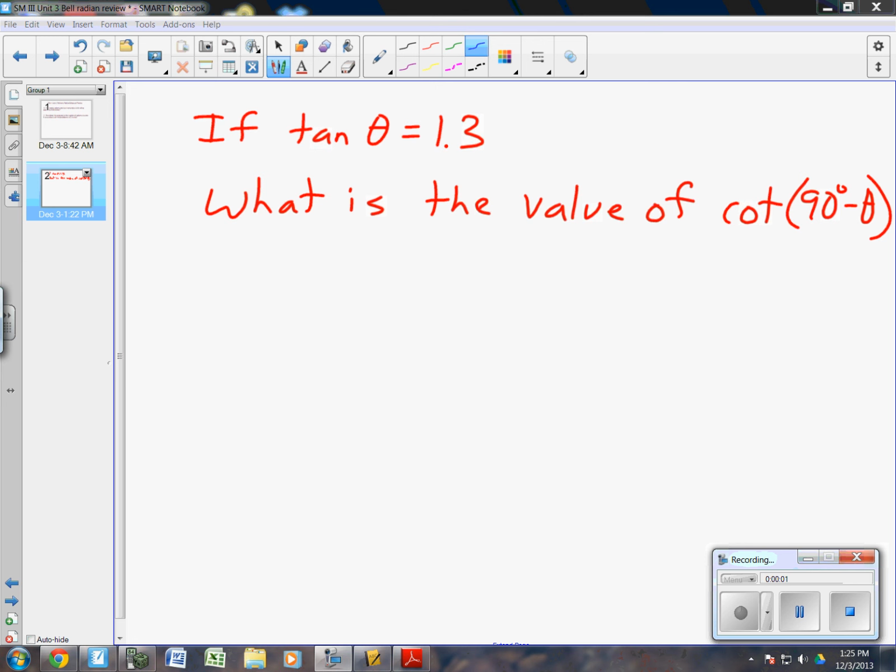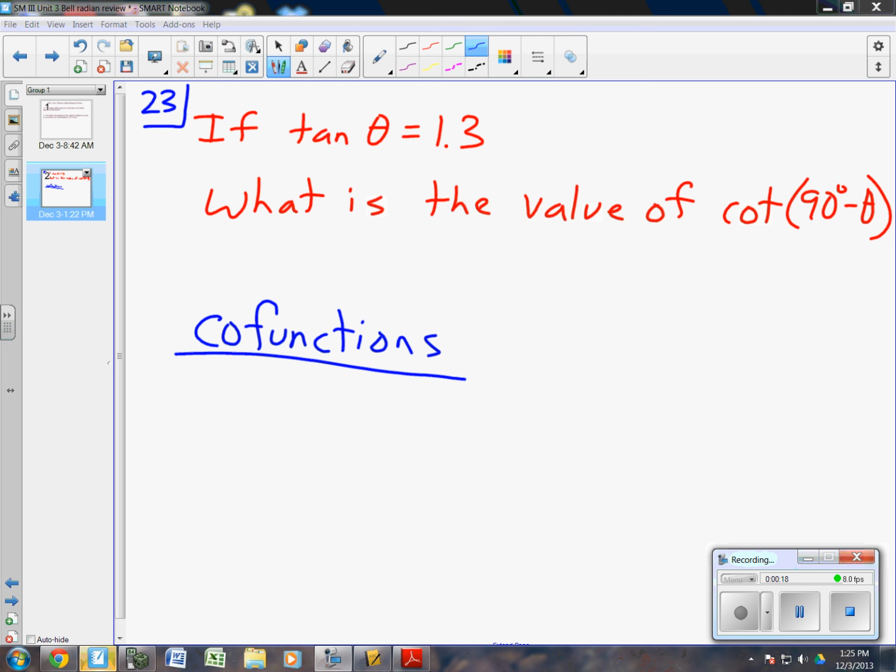Okay, this is problem number 23 on lesson 5-2, right? That we did. Last time I didn't get a chance to talk about this in full, but I talked about cofunctions. The bell was about ready to ring, so I talked about it really fast. You need to know that sine and cosine are cofunctions. Tangent and cotangent are cofunctions.